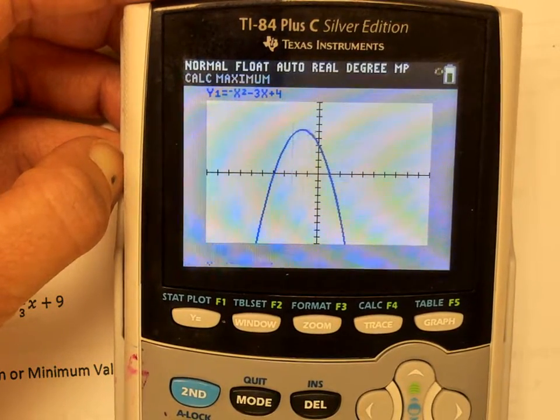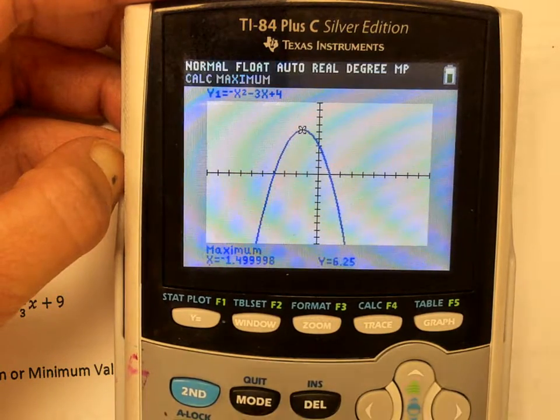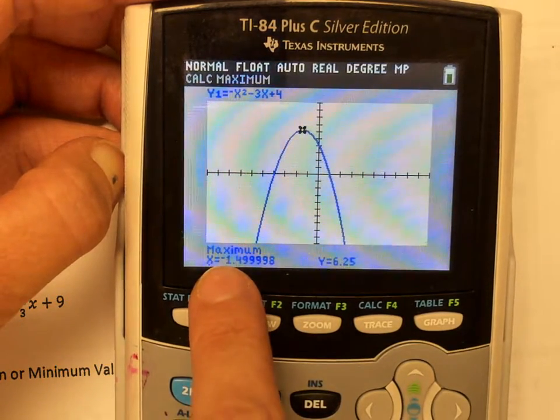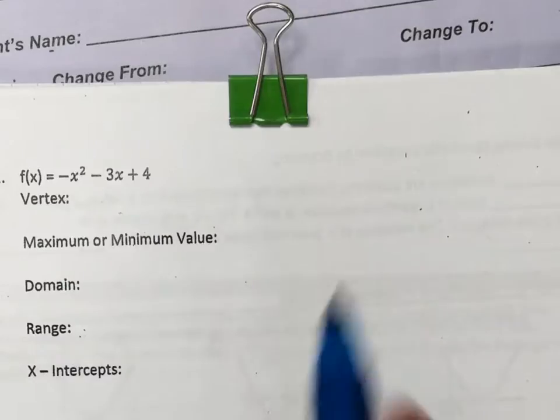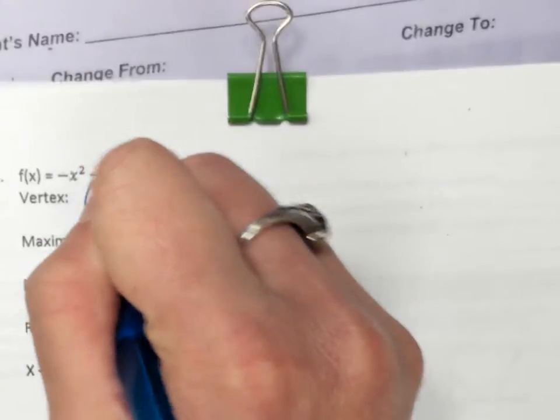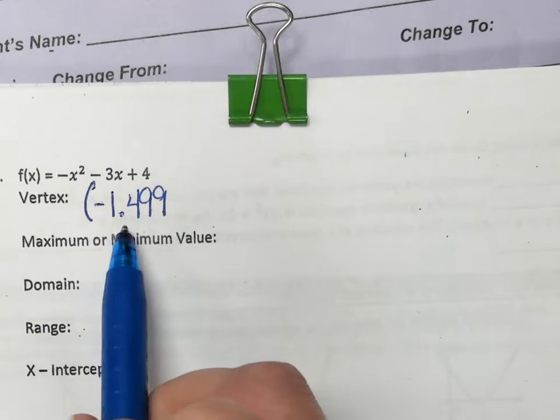Alright, and hit enter. And it says guess, so we're going to hit enter one more time. And it gave us a maximum value, right? Okay, now give me 2 seconds. Let me write this down, okay? So x is negative 1.499.